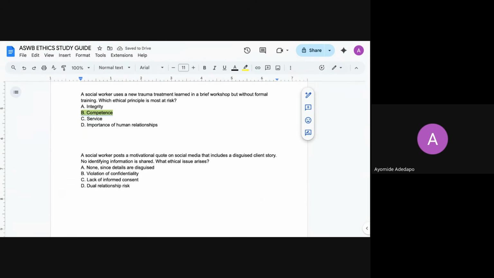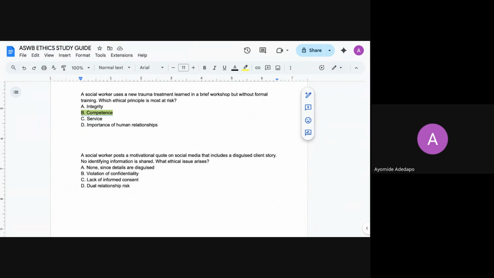And lastly, a social worker posts a motivational quote on social media that includes a disguised client story. No identified information is shared. What ethical issue arises? None, since the details are disguised, violation of confidentiality, lack of informed consent, dual relationship risk. So what did I say before? When you are going online talking about your clients, even if you don't say their name, if they know that you're talking about them, you have broken and violated confidentiality.